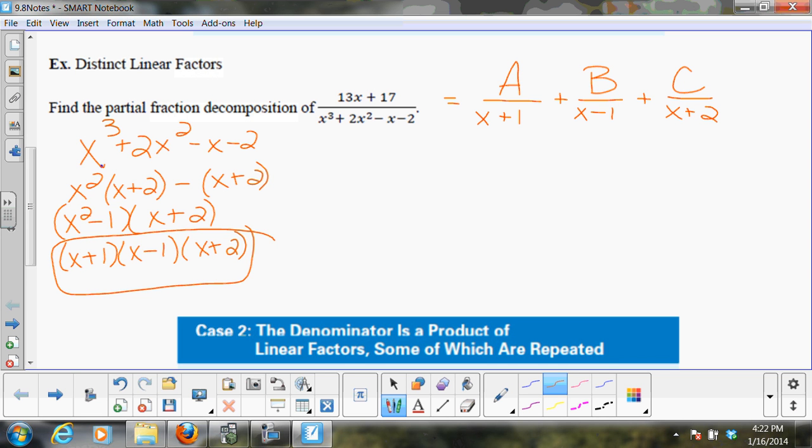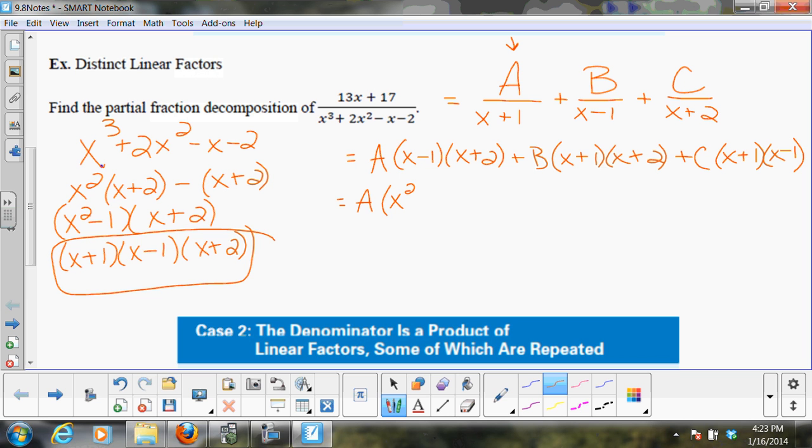Now, normally, when we want to combine fractions, you multiply the first fraction by the denominators of the other two so that they have common denominators. So A is being multiplied by x minus 1 and x plus 2. I want B to be multiplied by the other two denominators, which is x plus 1 and x plus 2. And then C is multiplying x plus 1, x minus 1. I'm actually going to distribute all that stuff out.